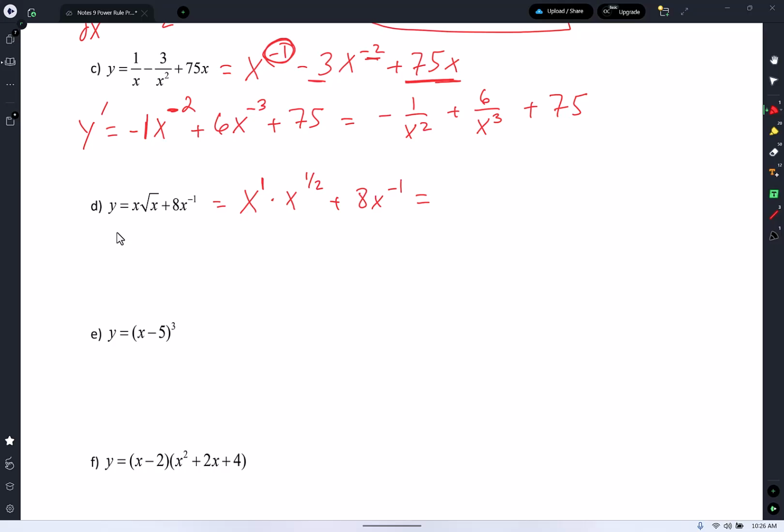What is 1 plus a half? Because whenever you multiply the same bases, you add up the exponents, right? So what's 1 plus a half? 3 over 2, 1.5. I haven't taken the derivative yet. Y prime equals, what's the derivative of x to the 3 halves? 3 halves x to the 1 half. You just subtract 1 from the 3 halves, guys. Minus 2 over 2.